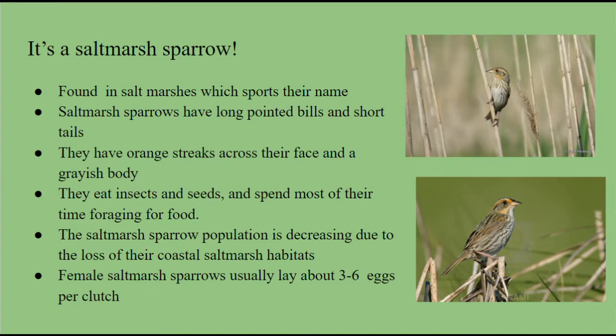It's a salt marsh sparrow. These birds are found in salt marshes, which is where the name comes from. These birds have long pointy bills and short tails with orange streaks across the face and a grayish body. Most of these birds' time is spent foraging for food. Currently, the salt marsh sparrow population is decreasing due to the loss of their coastal salt marsh habitats.